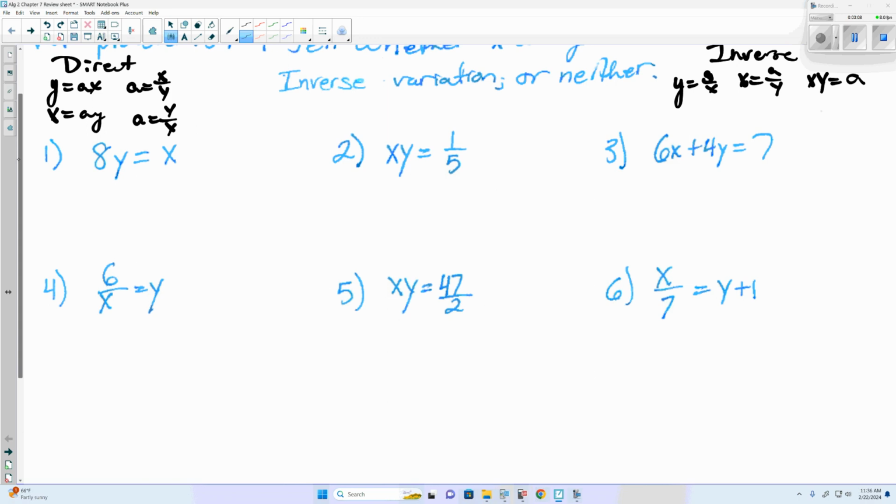Now, neither is kind of nice because there's one or two things that give it away. One main thing is if it has addition or subtraction, it is automatically neither. And looking at these here, number 3 is neither. Any others? Number 6 is neither, and we can immediately tell that because of our addition or subtraction, one or the other. Now, we didn't state this one, but this is also a case of neither.